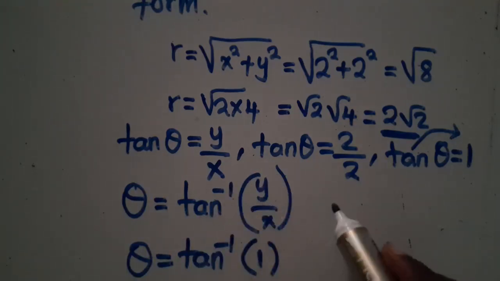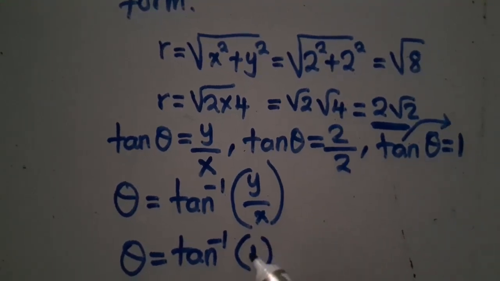So what is your theta now? The angle for tan that gives us 1, this is what it means. We've done this under trigonometry. The angle theta for tan that gives us 1 is 45. Tan 45 is 1. I believe we know that. So that is 45 degrees.